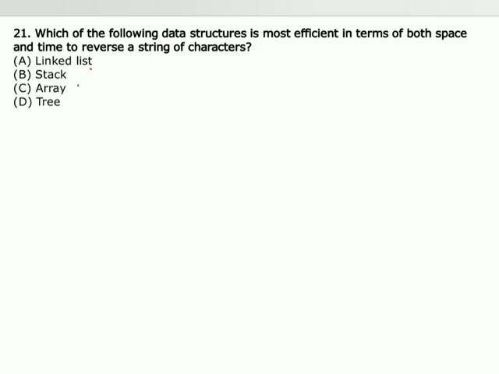A stack is a basic data structure that can be logically thought of as a linear structure, and a stack follows the LIFO rule, that is, last in first out. We have only one entry to enter the stack. From one side only we can push the data element, and at the same time we can pop the data elements from the stack at only one end. So a stack can reverse a string of characters more efficiently than any other data structure.